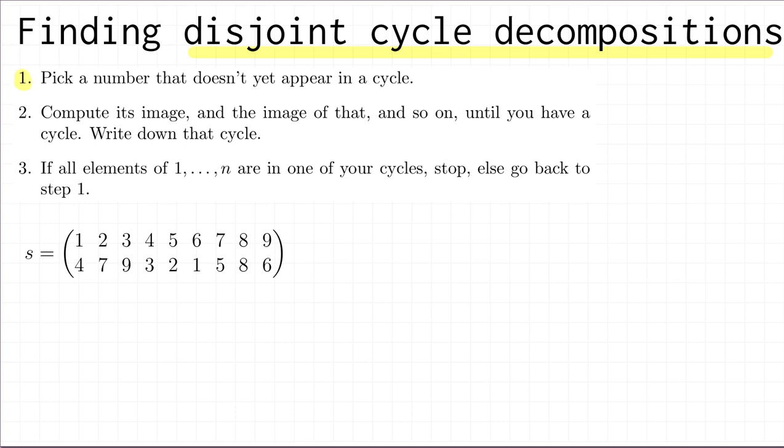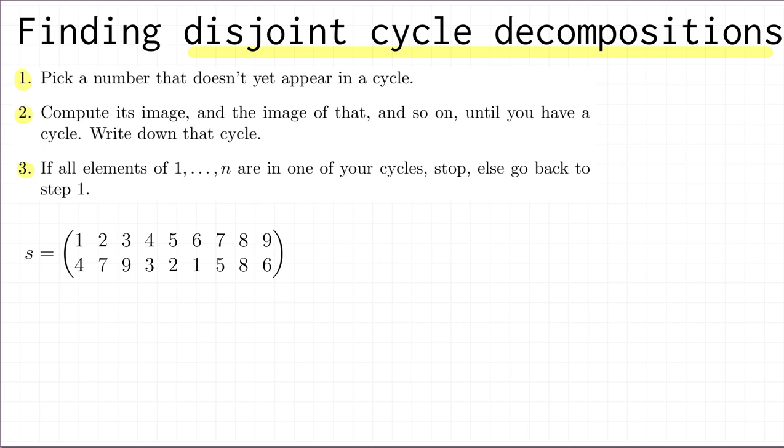So the method we can do this is by following what I was doing drawing my diagram on the last slide. You start off by picking a number which is not yet in one of your cycles. Then you compute the image of this. So if your permutation is called S, you compute S of the thing you started off with, and then S of that, and then S of that, and you keep going until you go round in a cycle. And when you've got back to where you started, you've got your cycle, so you write that down. And then finally, if all of the elements belong to one of your cycles, then you're finished. You can stop. Otherwise, you should go back to step one and pick another number which doesn't appear in a cycle.